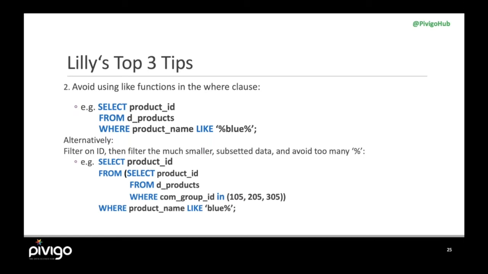In this case, consider the desired output. Are there other ways to filter by blue? Try first filtering by a date or ID and then filtering the result by the desired search term. Also, try narrowing the search by only looking for products that begin with the word blue.